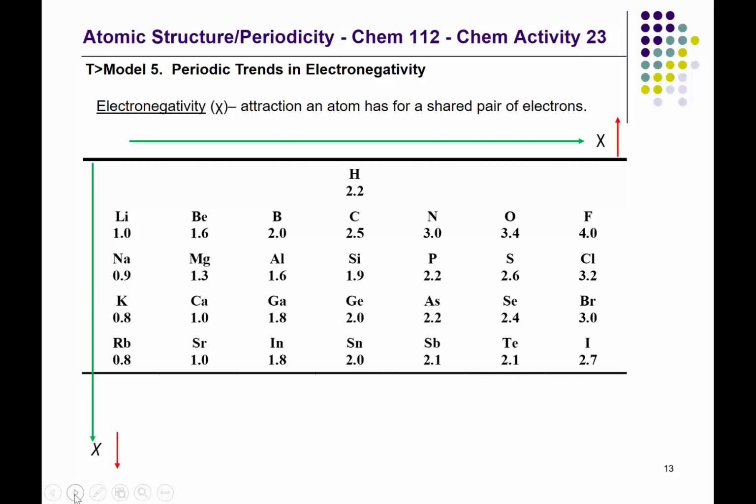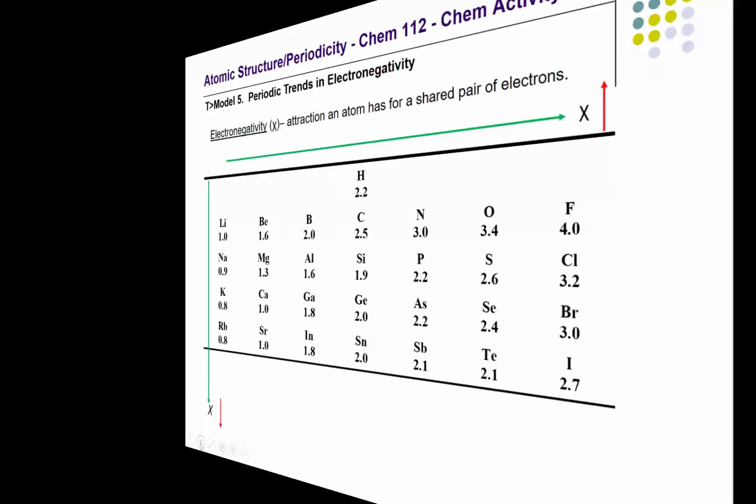In addition to being able to predict the trends, I think it's also important to look at those elements, nitrogen, oxygen, fluorine, chlorine, and realize that they have really high electronegativity values. These are the most electronegative elements in the periodic table. And keeping that in mind will help you explain a number of things, especially when we get to looking at polar bonds. Let's look at developing an explanation.